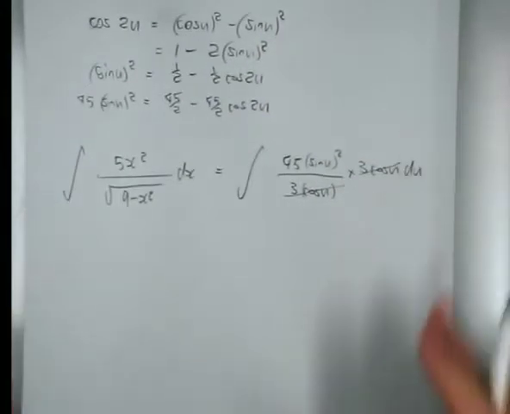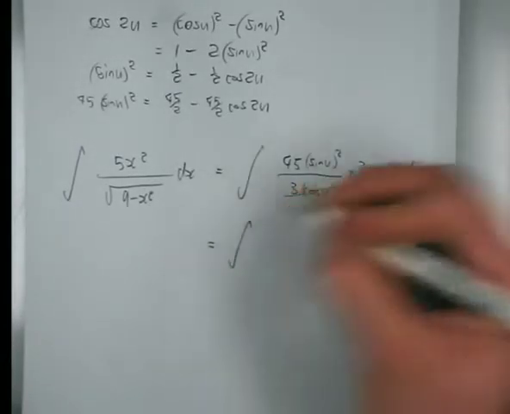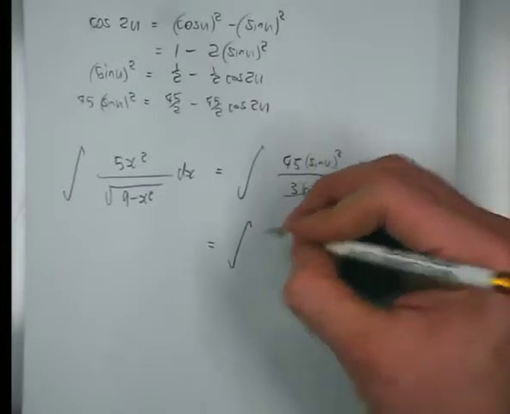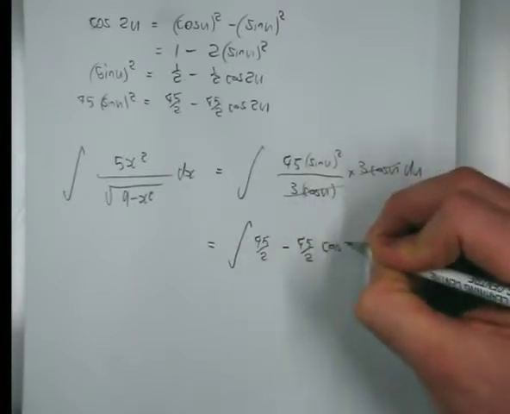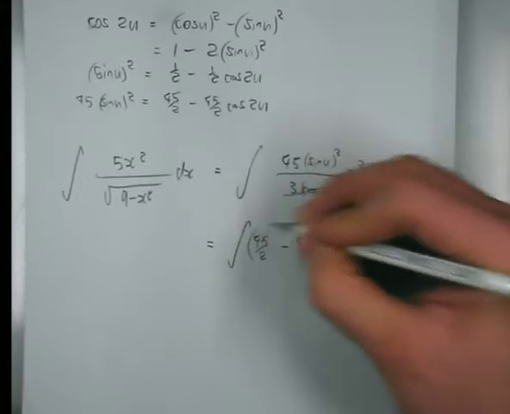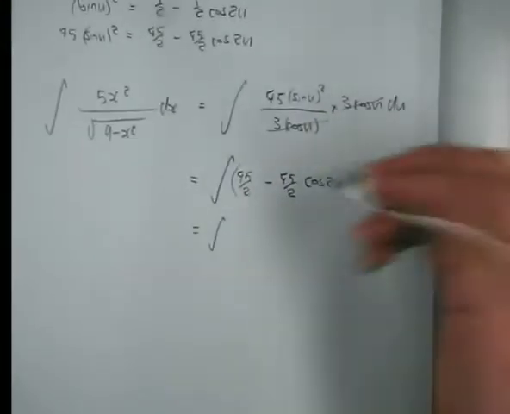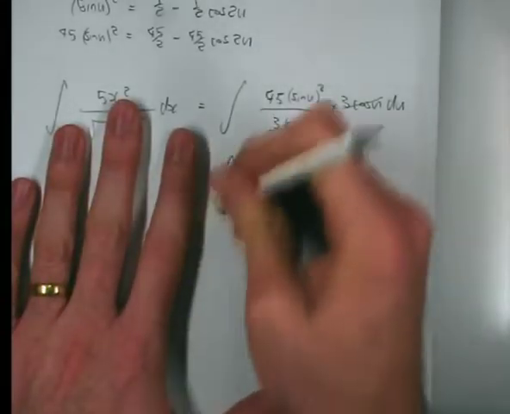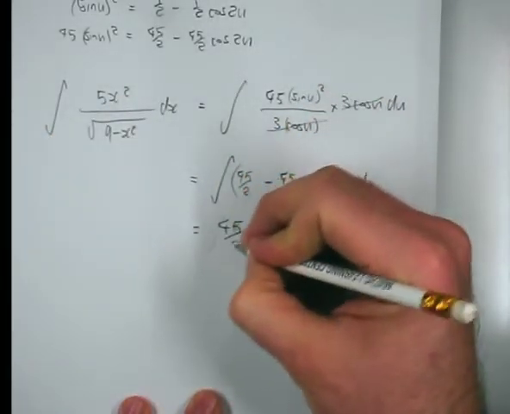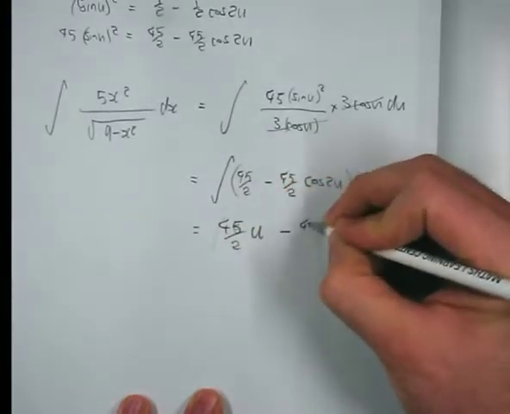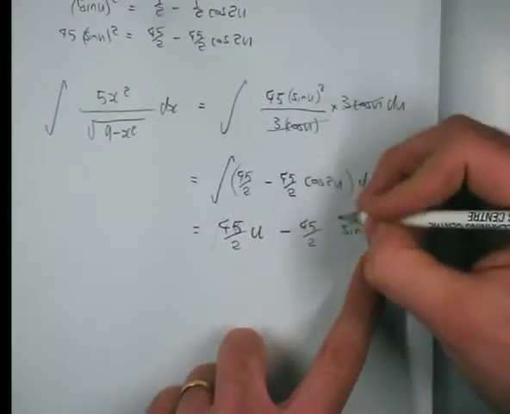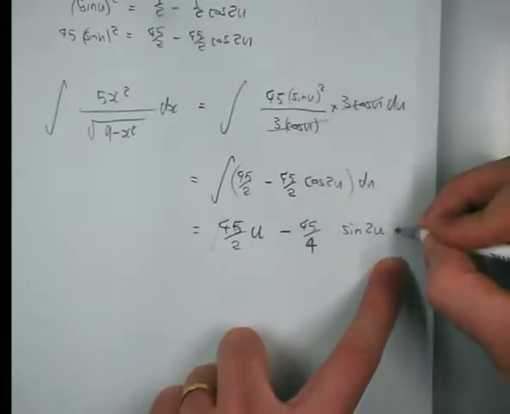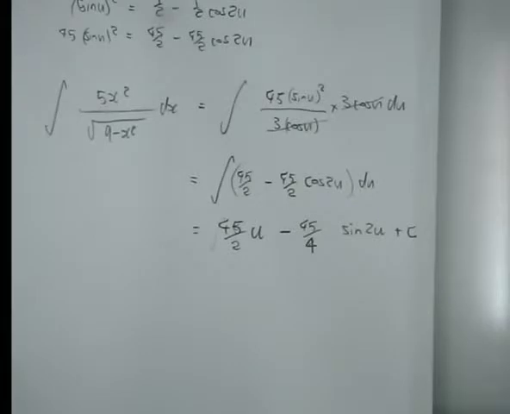Okay. So let's see. My 45 sine u squared is 45 on 2 minus 45 on 2 cos 2u du, which is, the integral sign's gone, 45 on 2 u minus 45 on 2, the cos would go up to sine, and the 2u I'd have to divide by the 2, so that'd be a 4 there. And here we are. We have now integrated it. The integral sign's gone. Now we just need to deal with the sine 2u.